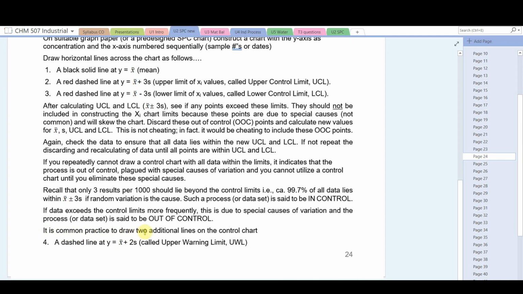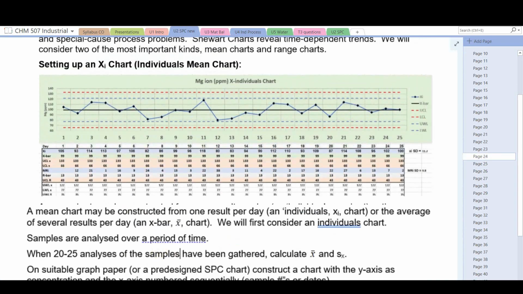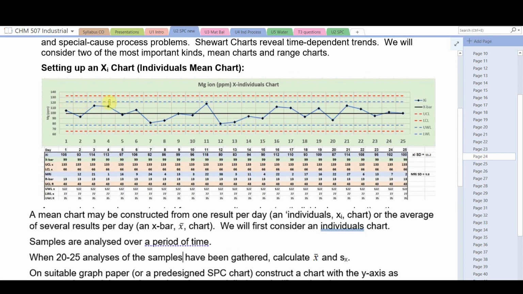It's common practice to draw 2 additional lines on the control chart. A dashed line at y equals x bar plus 2 standard deviations. This is called the upper warning limit. And a dashed line at y equals x bar minus 2 standard deviations. This is called the lower warning limit. Let's take a look at those. So here the blue dashed line is x bar plus 2 standard deviations. That's the upper warning limit. And the lower dashed blue line is x bar minus 2 standard deviations. That's the lower warning limit.